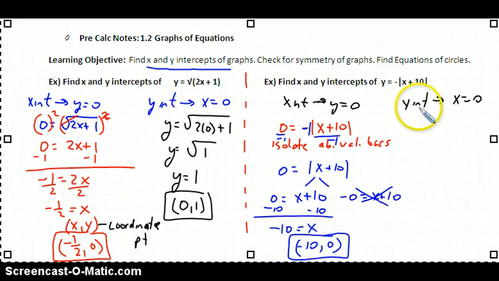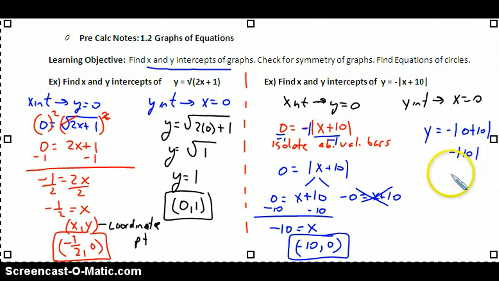If we go the other way and we replace the x value with a 0, y then would be equal to negative absolute value of 0 plus 10. 0 plus 10 is 10. The absolute value of 10 is 10, so now it's just going to be negative 10 is what y is equal to. And writing that as a coordinate point would be 0 comma negative 10.